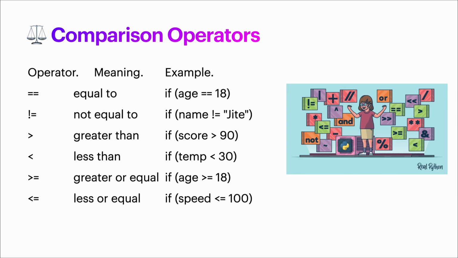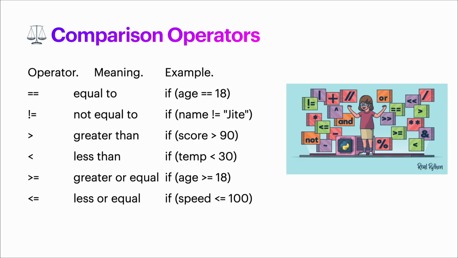So the first operator is the double equal to. This is an equal to operator, and it's used to check a condition, like if age is equal to 18, as it's read in Java. Then we have the not equal operator with an exclamation mark and an equal to sign. This is used to check if the name is not equal to my name, which is Jite.